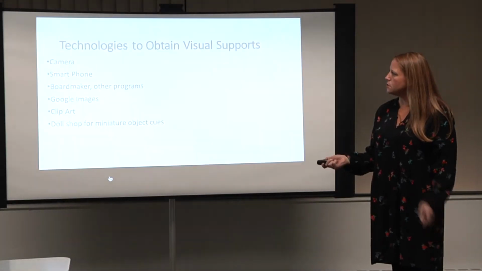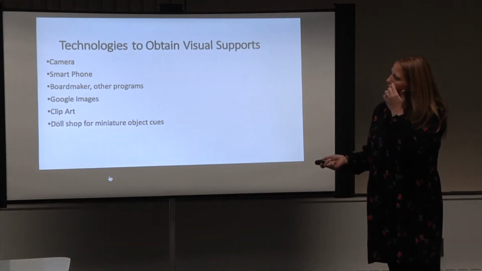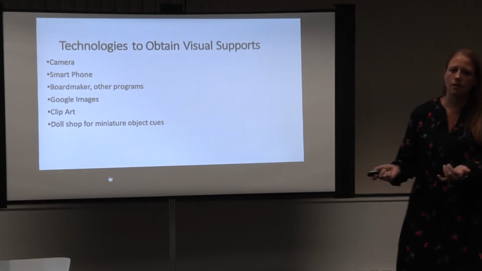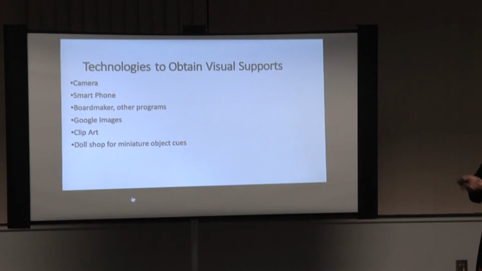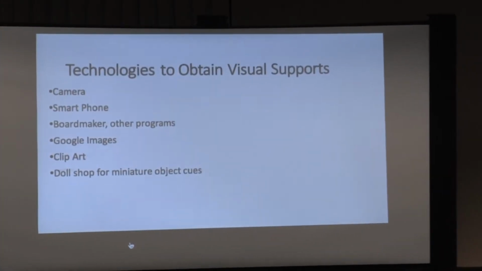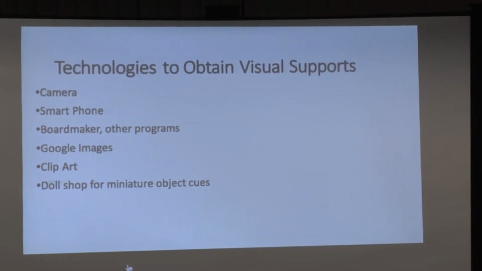How to make visual supports, technologies. You guys can, I mean, gosh, nowadays it's awesome. You can go to Google Images if it's educational, you don't have to worry about the copyright. If it's not educational and we were selling it or something, you would want to use a site that allows you to reproduce it. Or you can take your own camera, your smartphone, or your iPad and take pictures of the actual setting.